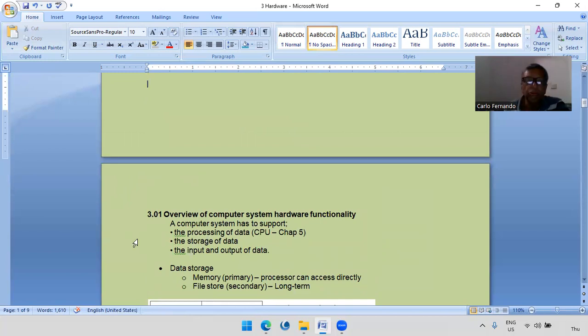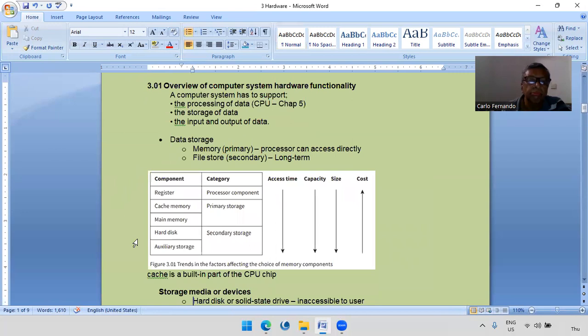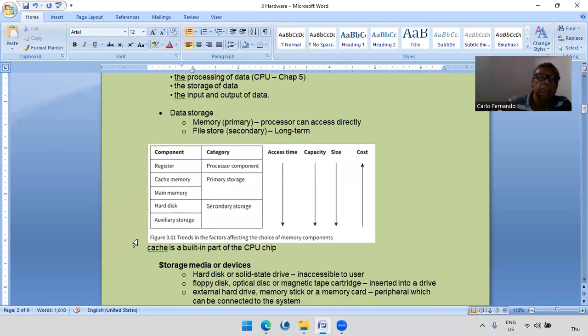One is the storage of data. Memory. We have the memory, which is primary memory. Processor can access directly. There are two kinds of memory. That one is file store, or secondary, which is for long term. They are not accessible by the processor directly. That's the difference. Memory, which is RAM and ROM, they can be accessed by the processor directly.